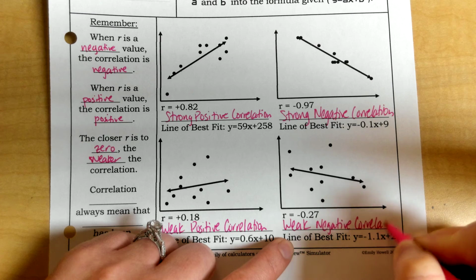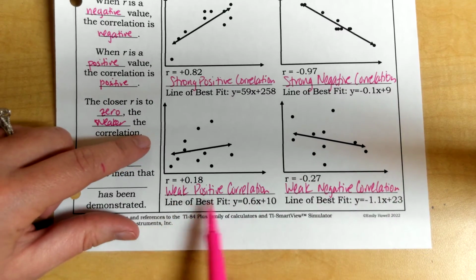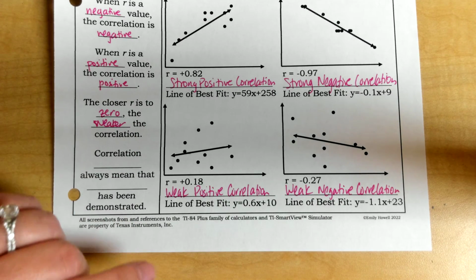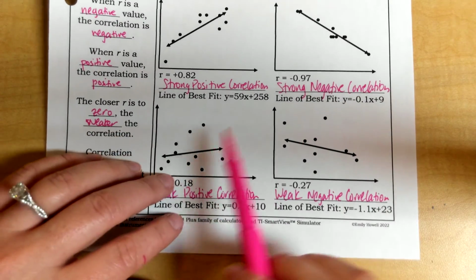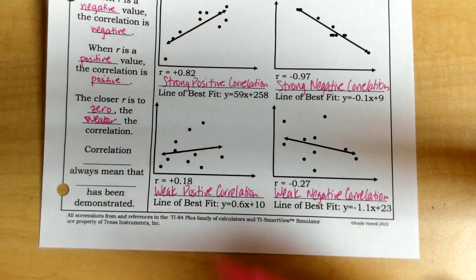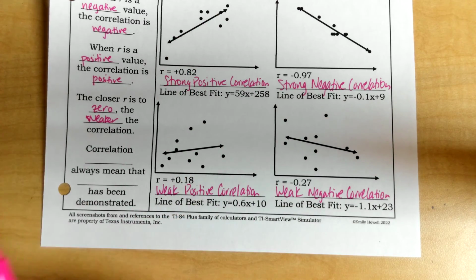Okay, notice that I've also included in here a line of best fit. That's our values from our A and B that we've plugged into our equation. That's our slope and our line, that trend line. So that's the line here that we have represented. This is the equation for that line.